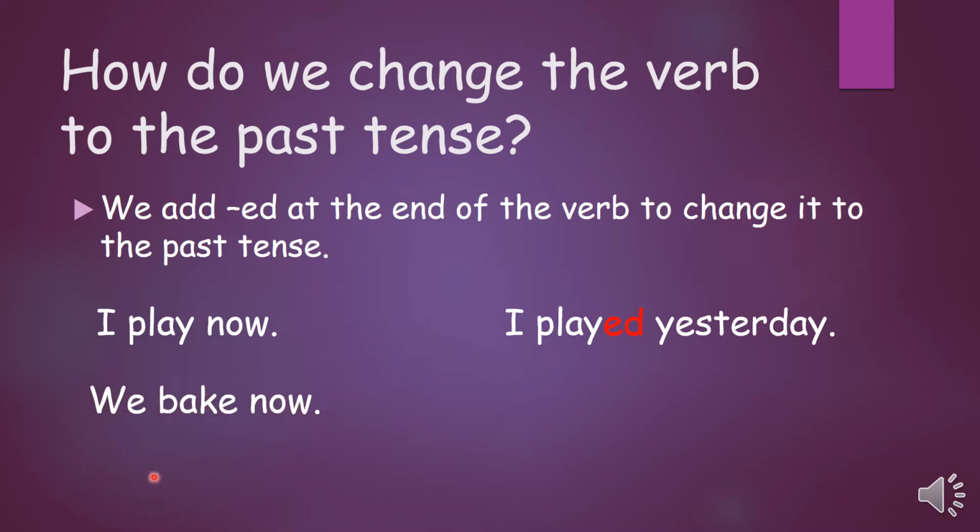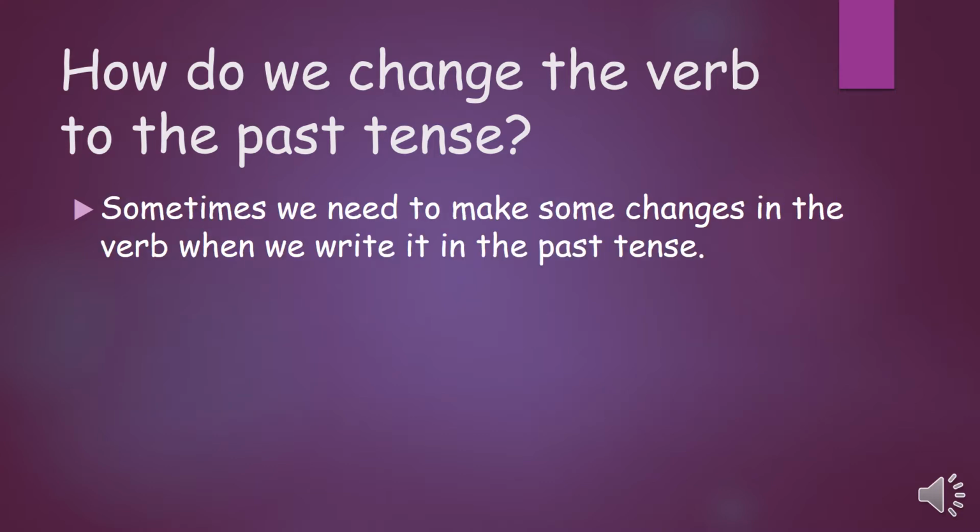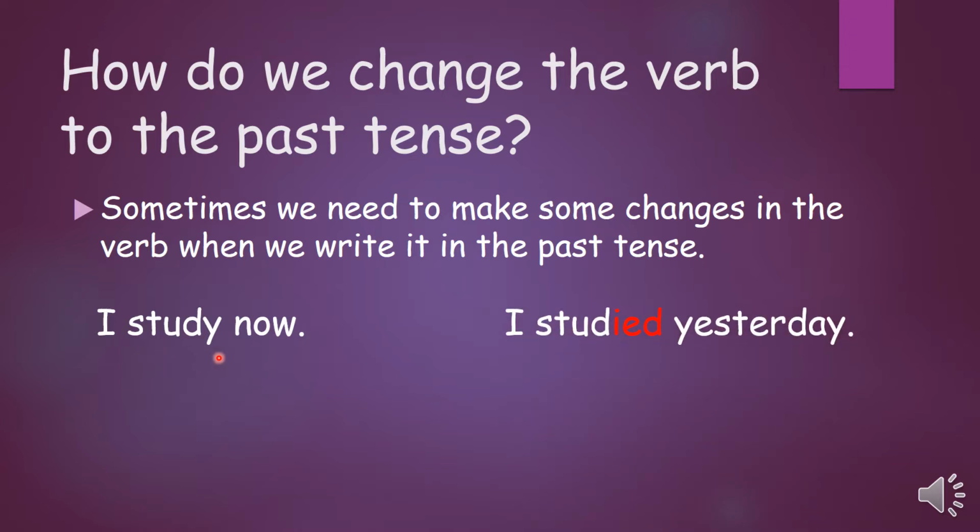We bake now. We baked yesterday. If you notice here, the verb bake already has an E at the end, so we only add one E and a D. You need to know that sometimes we need to make some changes in the verb when we write it in the past tense. For example, I study now. The verb study in the past will become I studied yesterday.